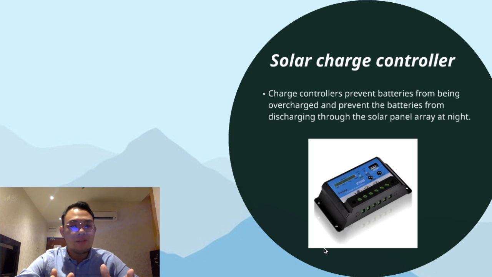You can imagine it as a valve. The function of a valve in our body is to prevent the flow back of blood, so that it won't flow back to our heart. It just pumps in one direction. It's the same with the solar charge controller.